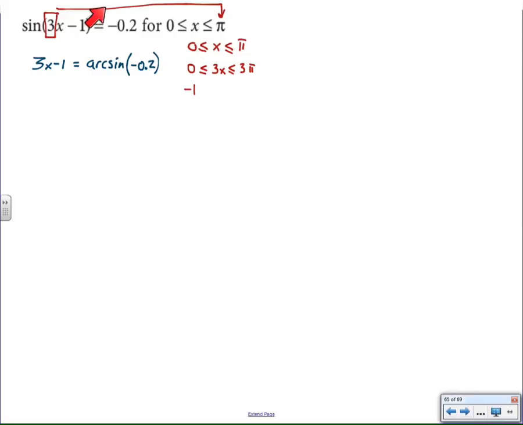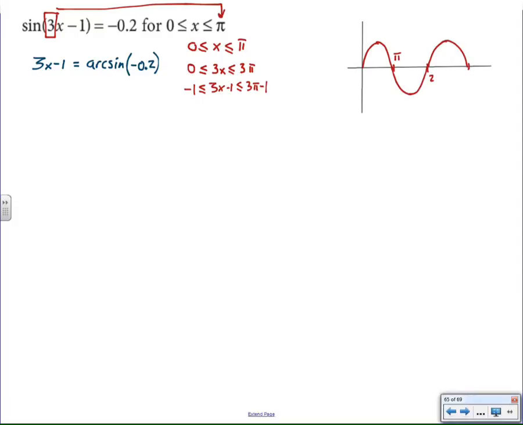x to become 3x minus 1. In so doing, we multiply both sides by 3, so now we have 3x between 0 and 3 pi, and then we're going to subtract 1 from all three sides and get this statement. So I'm going to look for all the arc sines of negative 0.2 that fall not within 0 and pi, but within negative 1 and 3 pi minus 1. And this again accounts for the compression and the shifting of the original sine wave.